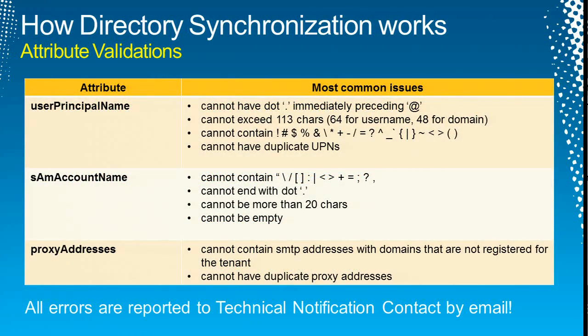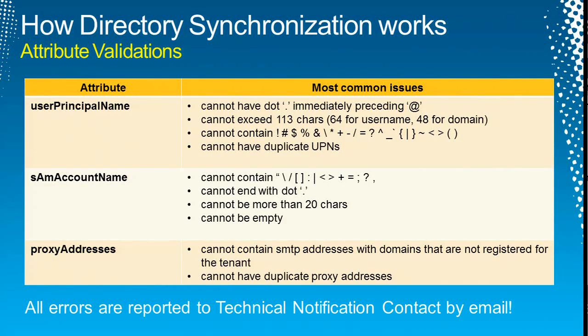Some of the most common issues we see with attribute values, I've put up here just as a quick primer. For user principal names, for example, you can't have a dot immediately preceding the @ sign. So you can have jono.luck@microsoft.com, but you can't have jono.luck.@microsoft.com. There's a length restriction. We can't have a user principal name that's longer than 113 characters. You break it down: you can't have the username portion longer than 64, and you can't have the domain name longer than 48, and we stick the @ in the middle for 113 characters.